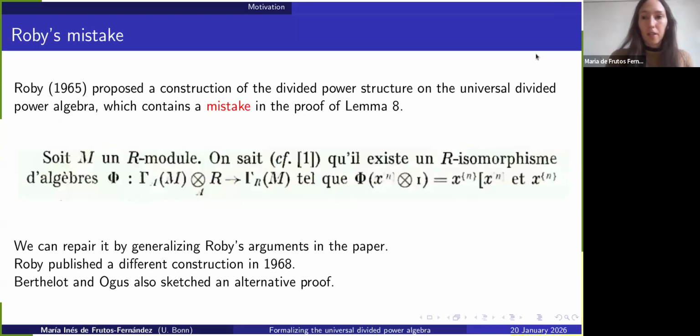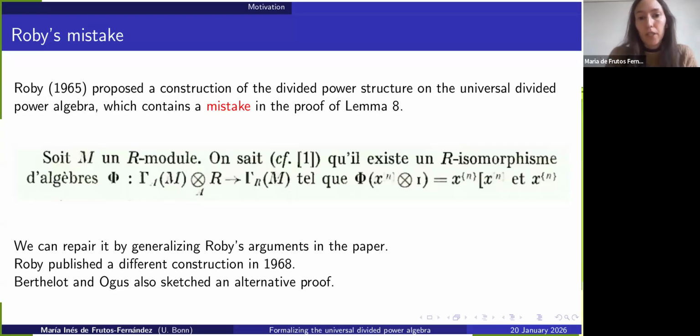Okay. So I'll tell you a little bit more about the mistake that we found. So this is a paper that Roby wrote in 1965. The error is in lemma 8 of this paper. And the proof of this lemma starts by saying that we know that there is an isomorphism of R-algebras between this tensor product and this universal divided power algebra. But in fact, Roby here is forgetting to tensor M with R inside this gamma. So that means that this is not really an isomorphism in general.